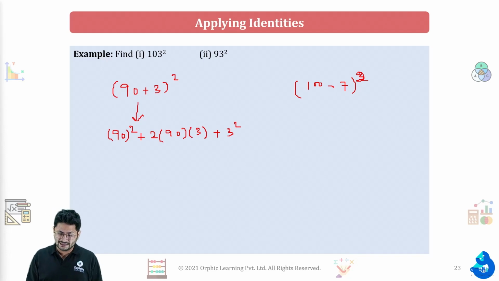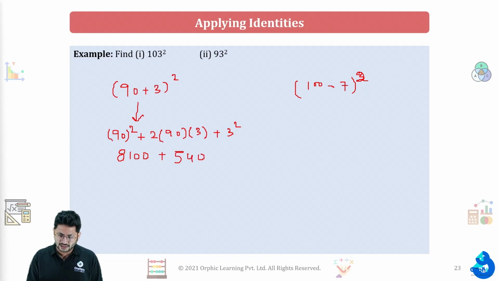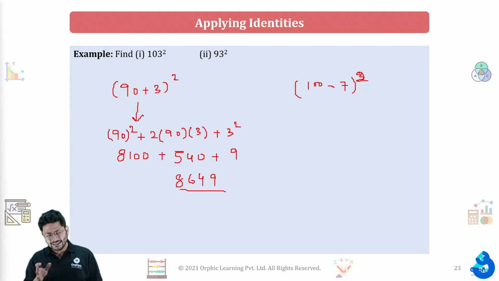So this 90 ka square is equal to 8100. Then 2 into 3 into 90, 2 into 3, 6, 6 into 9, 54. So this will be equal to 540 plus 3 square, that is 9. So this would be equal to 8649. So 8649 would be your final answer. Let's see कि वो second वाले तरीके से भी same answer आता है कि नहीं.